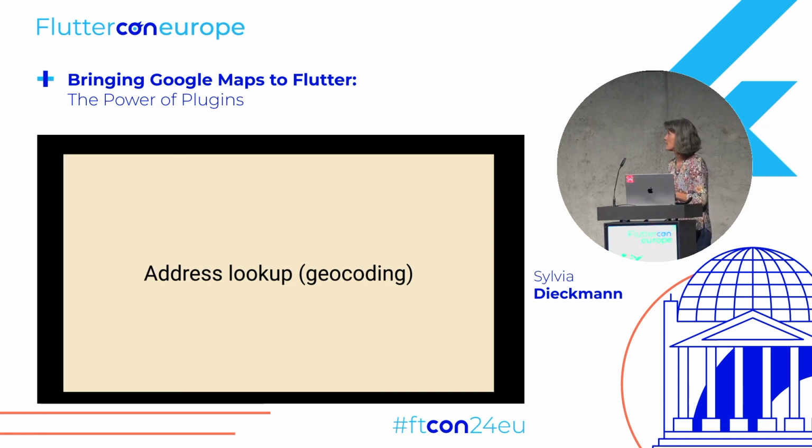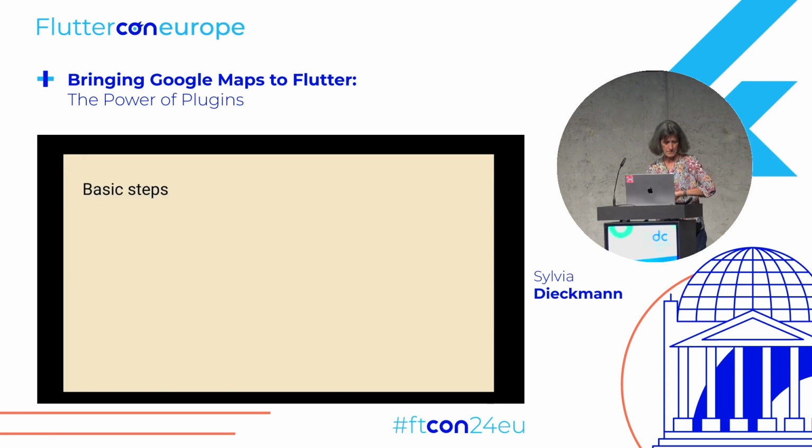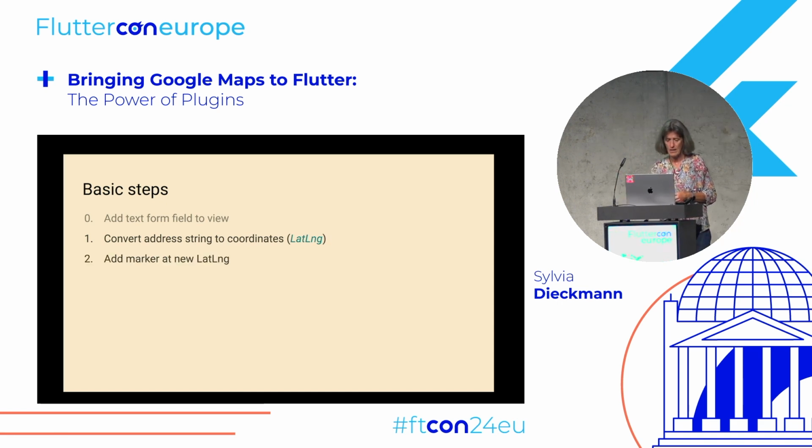So for the markers, now we move on to address lookup. There are a few steps involved here. Number one is I have to give the user a chance to enter an address. That's standard Flutter. I'm not going to talk more about this. But number 2 is converting that address string, something like Messe Berlin, Hardenbergstraße, into latitude and longitude coordinates. Number 3 is adding the new marker at these coordinates.